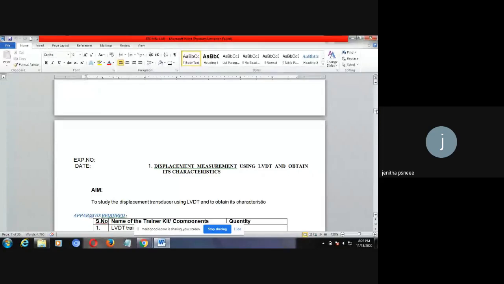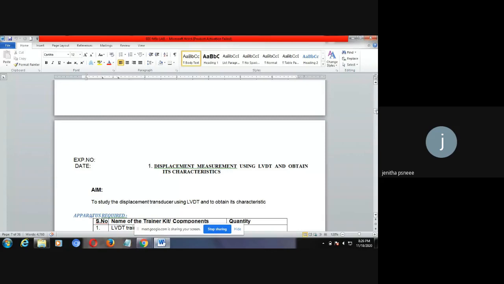In transducer, you'll be studying about LVDT, pressure measurement using Bourdon tube, and temperature measurement using thermocouple. Okay. So you'll be seeing this under transducer. And next, bridges. In bridges, you'll be studying Wheatstone bridge, Kelvin's bridge, Maxwell's bridge, Schering's bridge, and Anderson bridge.